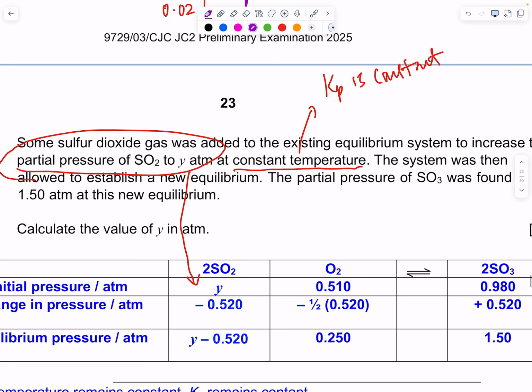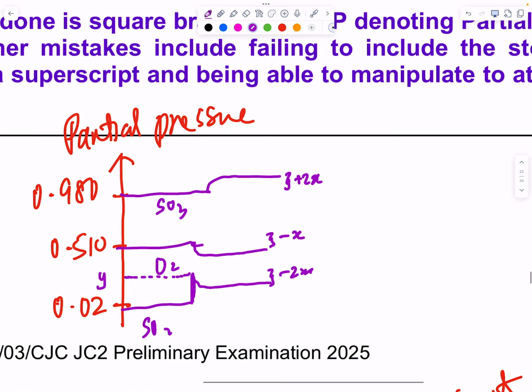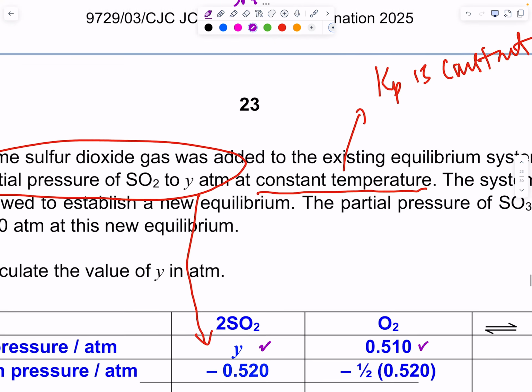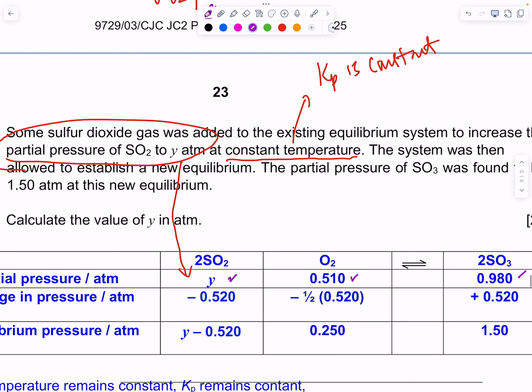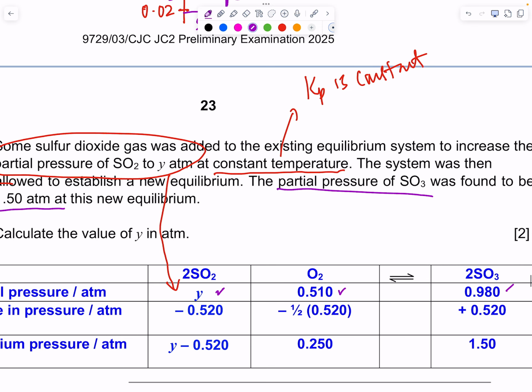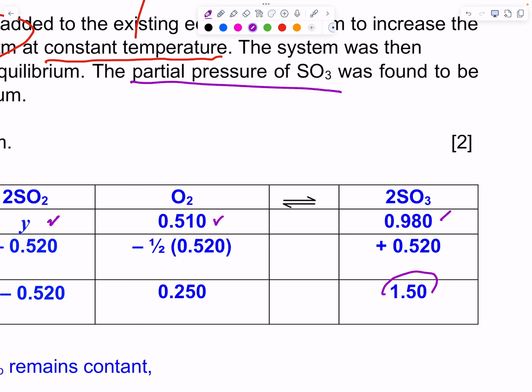So if you fill up your table here, alright, so this is y, this is 0.51, this is 0.98. Are you able to see that the values are the same? 0.98, 0.51 and y. Can see that? So you then sub in like this. Then after you have done that already, the next thing for you to do, they actually mentioned that the partial pressure of SO3 was found to be 1.5 atmosphere at the new equilibrium. So you go to your new equilibrium and you fill this up to be 1.5.